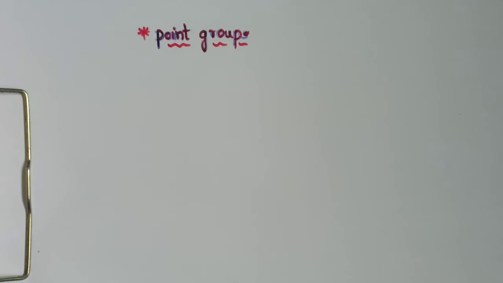Now in this video, let's start with point groups. What is actually a point group in chemistry? A point group is a collection of all the symmetry elements present in a molecule which forms a group. It is nothing but a point group.